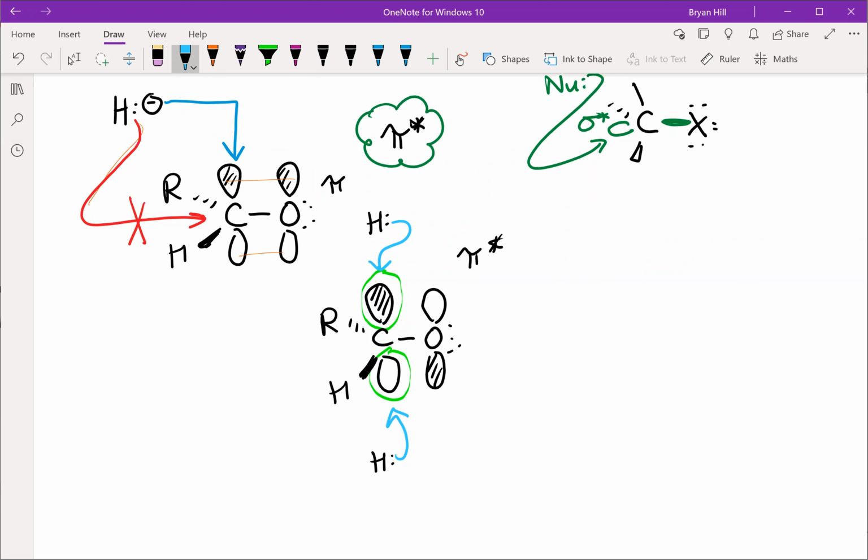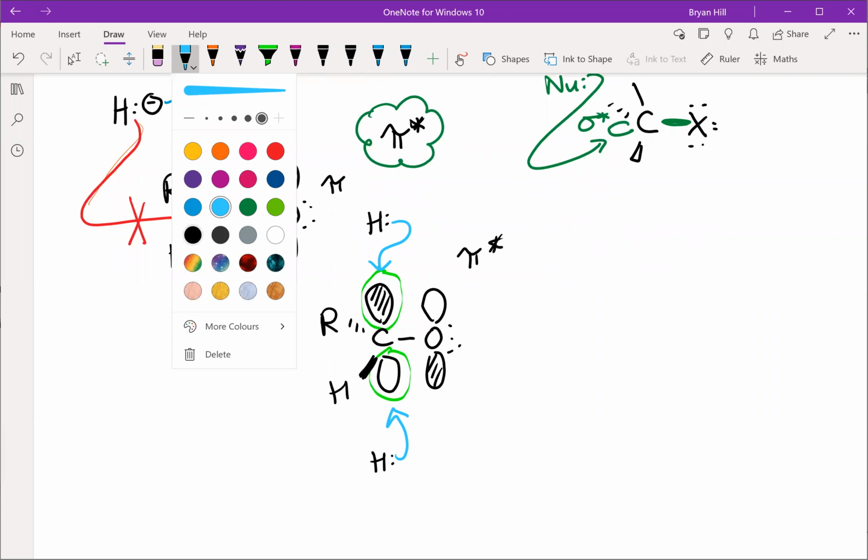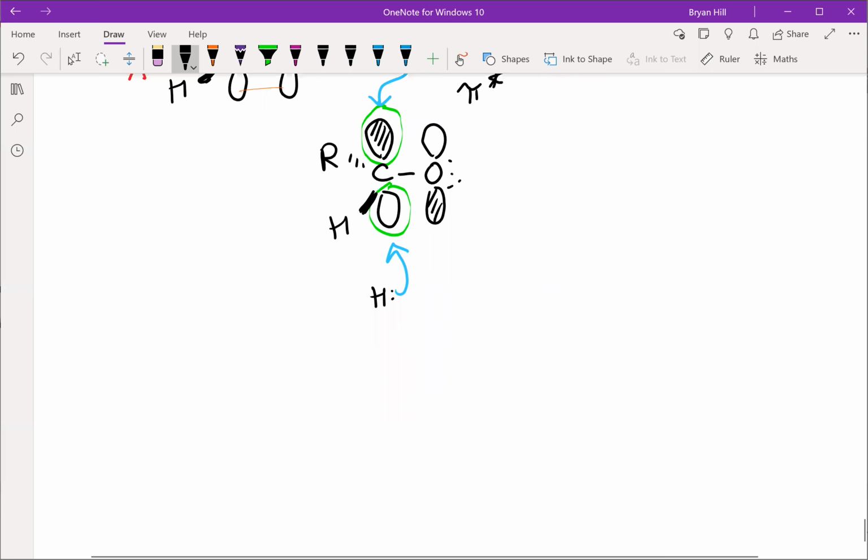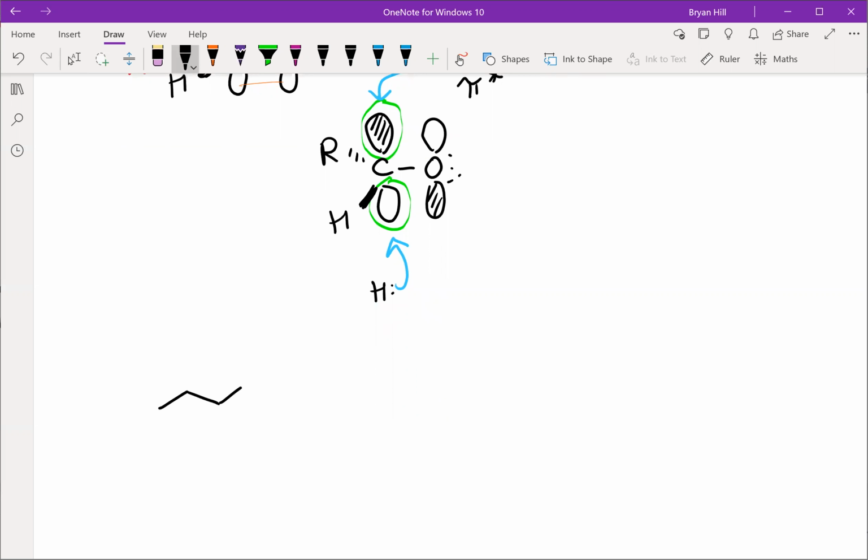So, right. If we have some ketones or aldehydes, we can draw any one we want.